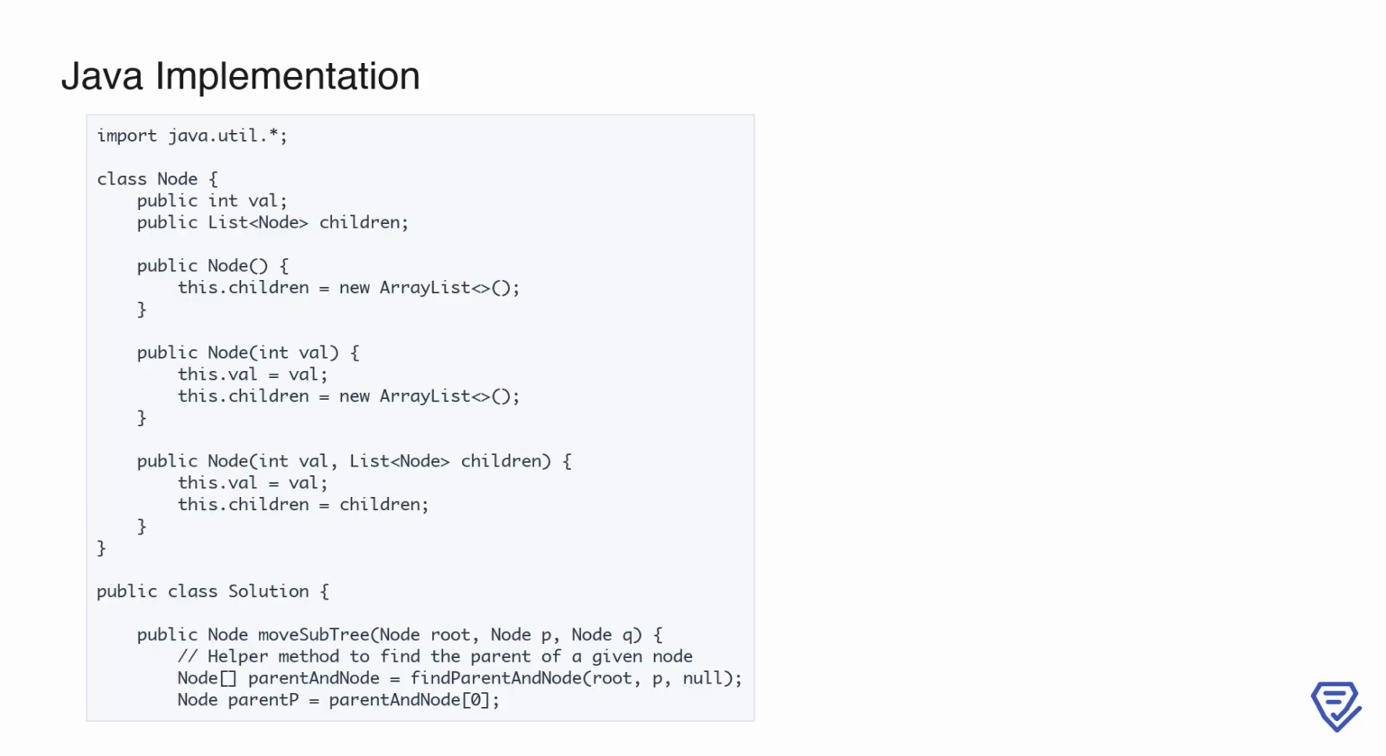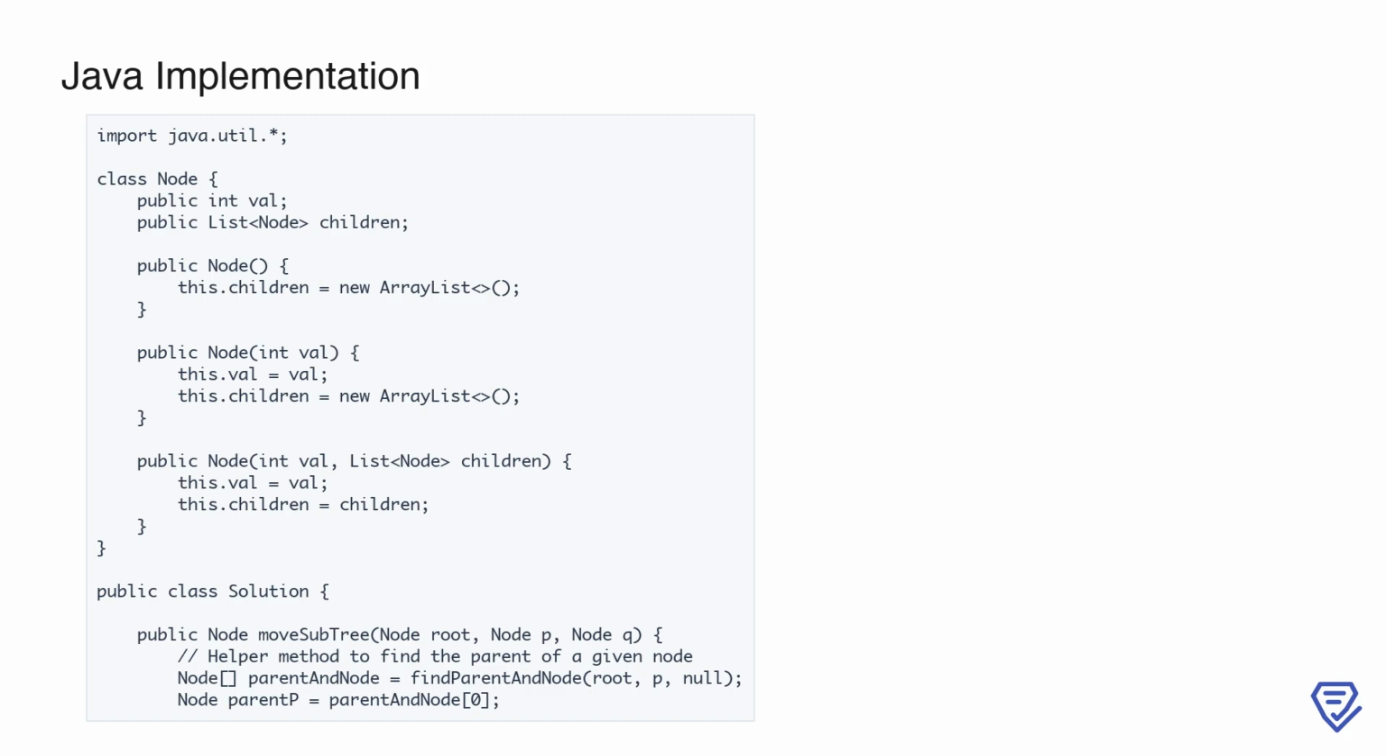Moving on to the solution class, we define the main method, moveSubtree, which will handle the logic for moving a subtree from one node to another. To achieve this, we first use a helper method, findParentNode, which will locate the parent and the target node we want to manipulate. This helper returns an array containing the parent and the node itself.